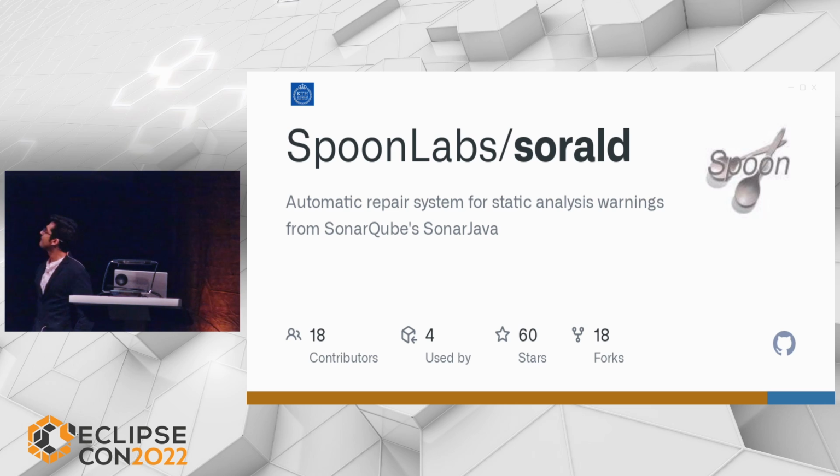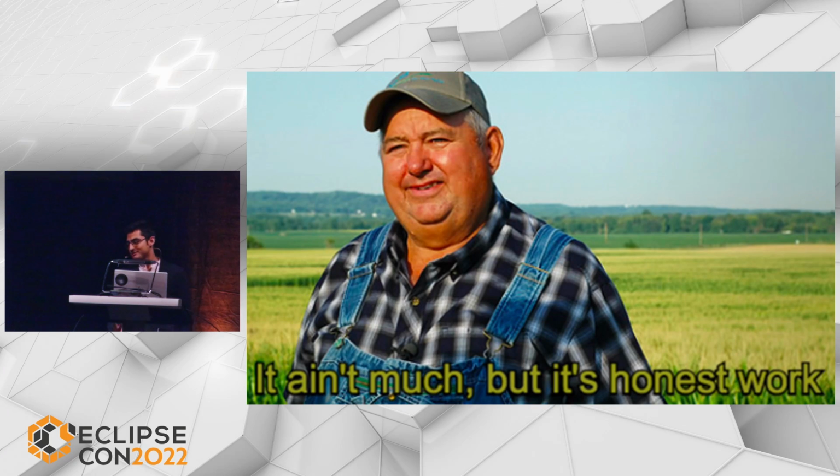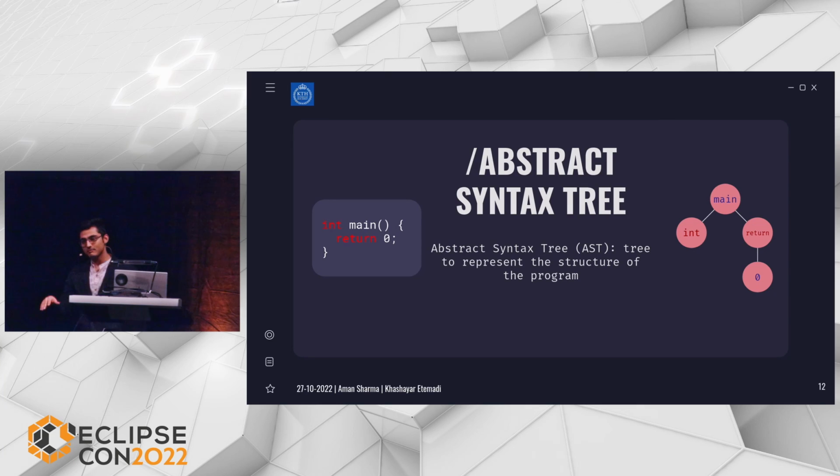Spoon Labs, it's called Sorald, and it's a real thing. It's hosted on GitHub. It has 60 stars. I know it's not much to flaunt in front of you industry folks, but still. We do not have a logo, so it's an open call for graphic designers. Please reach out to us.